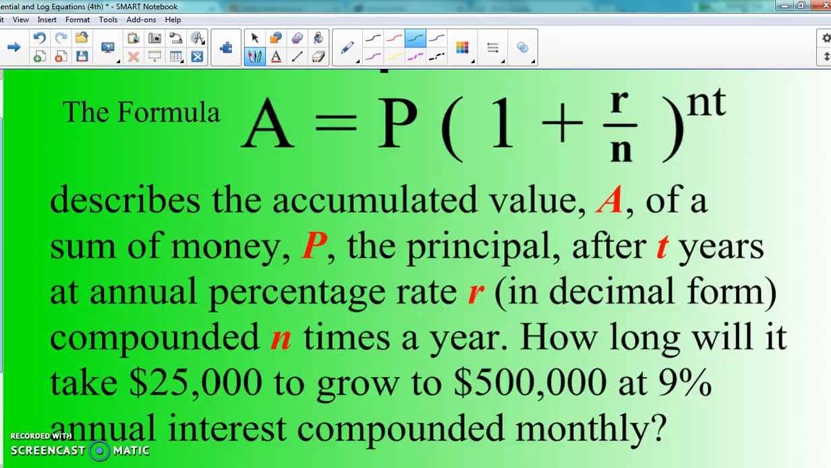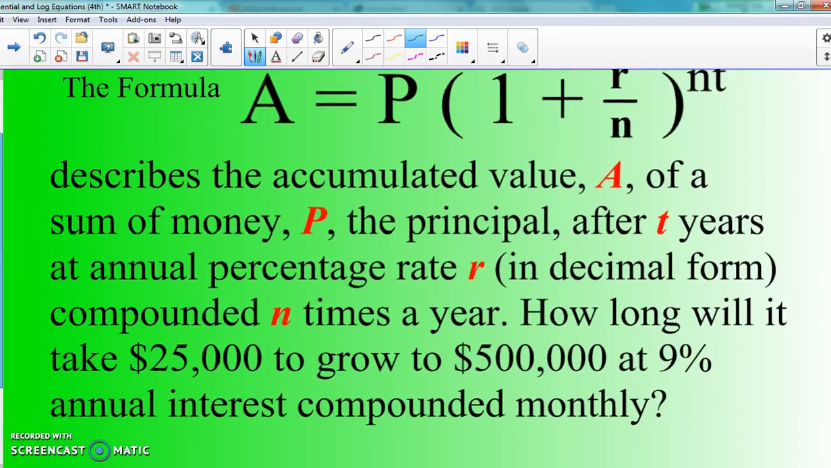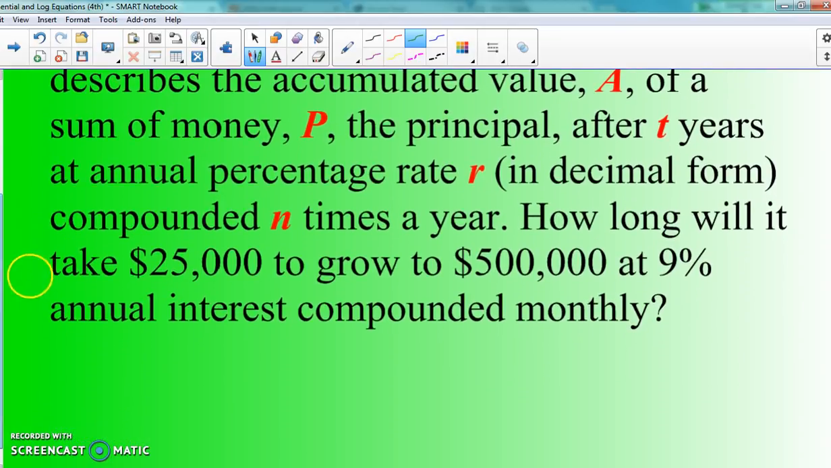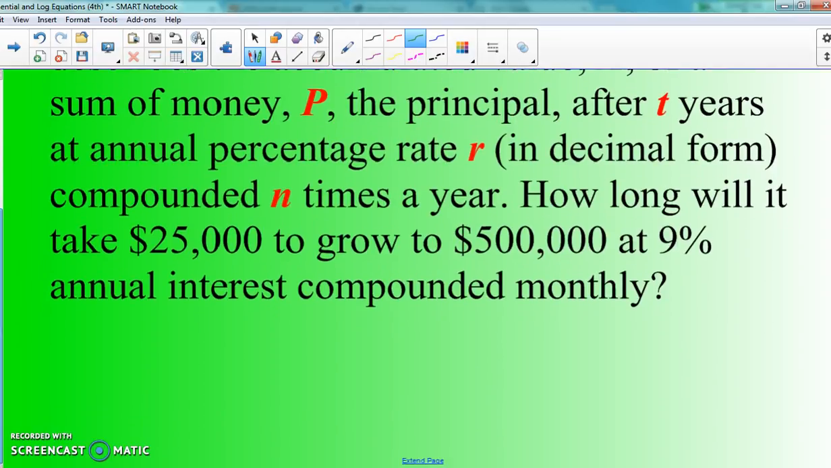So what we're trying to find as the question is, how long will it take $25,000 to grow to $500,000 at 9% annual interest compounded monthly? Okay, so we already know the formula. We already have that. But again, remember, they do not give you this formula ever when it comes to the final exam or even in class, like for tests and stuff. So you're going to have to remember this formula. You have to remember it. And it's not a bad formula to remember, but it's going to pop up multiple times.